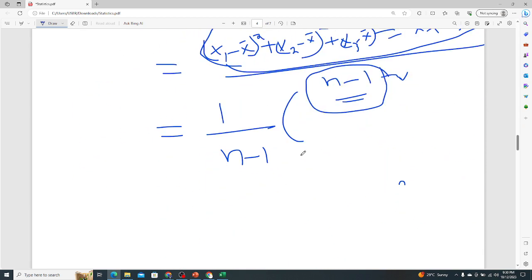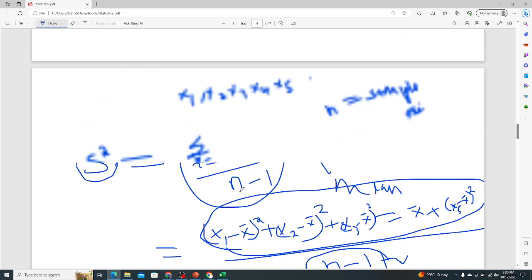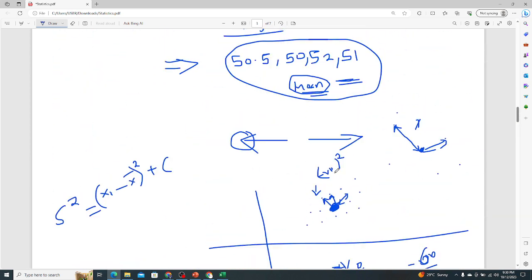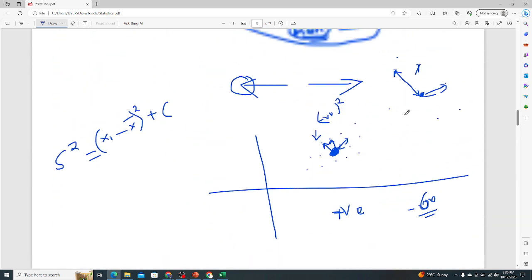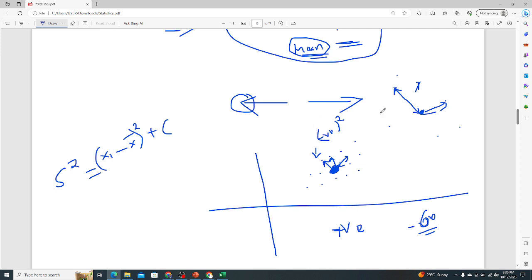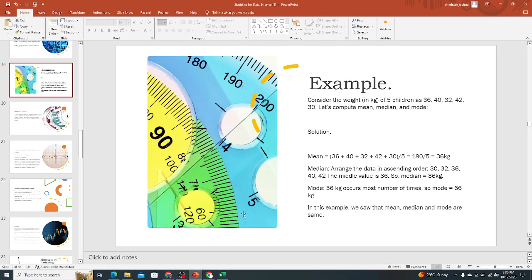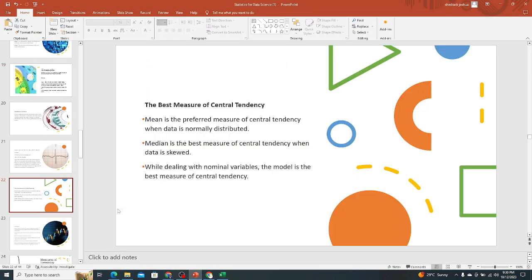So basically what I'm trying to say is that variance is the distance. It's trying to show us how far away our data points are from the mean. All right, so let's go maybe to the notes and see what the notes are saying.